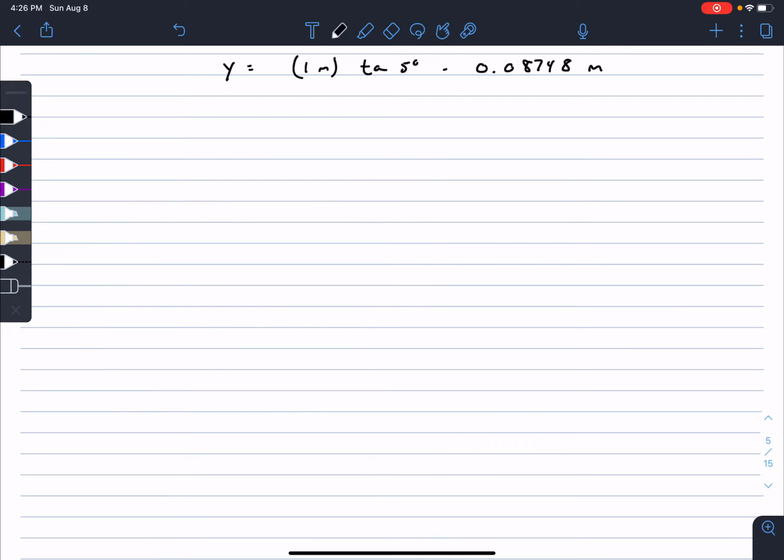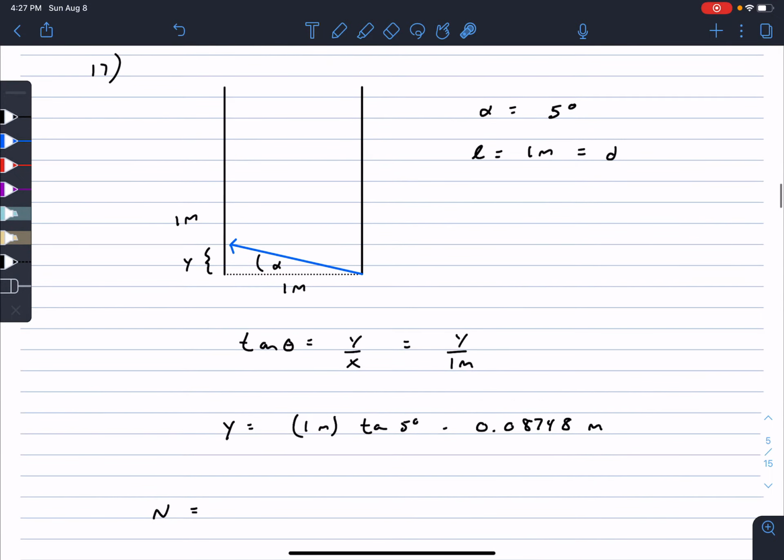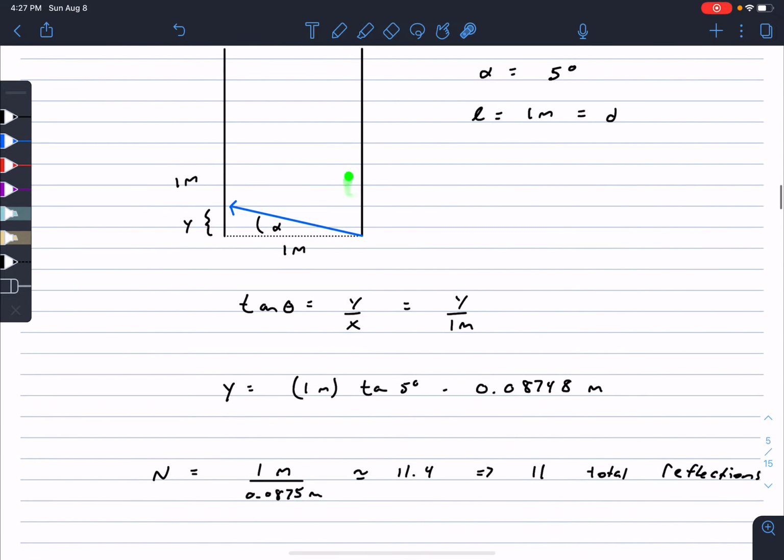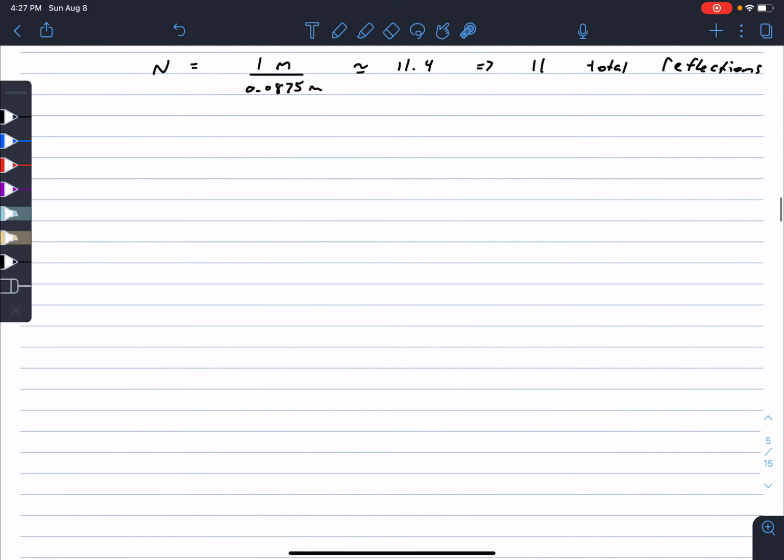So the total number of reflections it's going to make is 1 entire meter divided by this distance, however many times it can work its way up that distance along both sides. That's something we can figure out pretty easily. That's 1 over 0.0875, we'll call it, and that gives you about 11.4, which means 11 total reflections for the system. But that doesn't tell us how many are on each side. So we want to know how many it bounces off of each side.